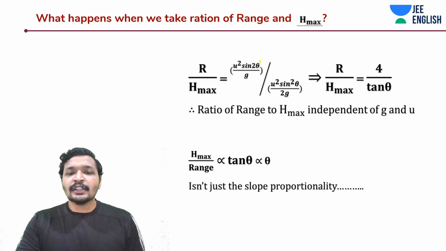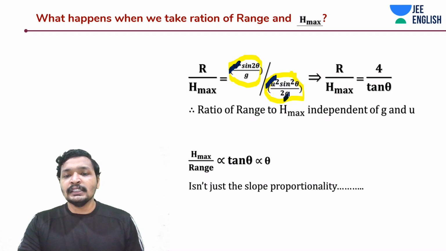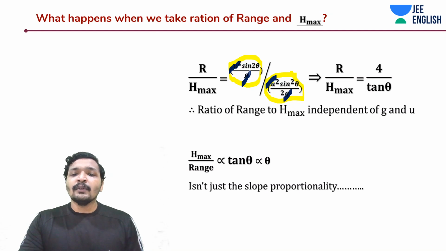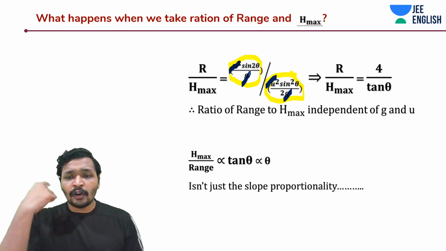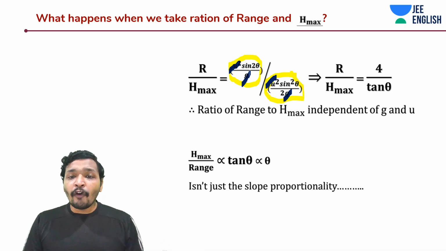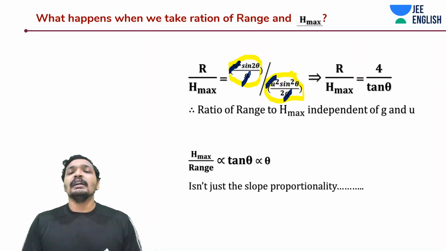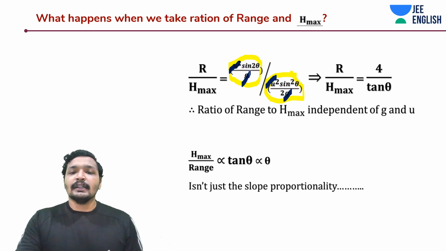R is equal to u squared sine 2 theta by g and Hmax is equal to u squared sine square theta by 2g. U squared gets cancelled, and then g cancelled. And then what remains is sine 2 theta by sine square theta by 2. This 2 will go on the numerator. So that would become 4 sine theta cos theta by sine square theta, where you would cancel out again that sine theta on the numerator and denominator, and you will find out that it is nothing but 4 cot theta or 4 by tan theta.